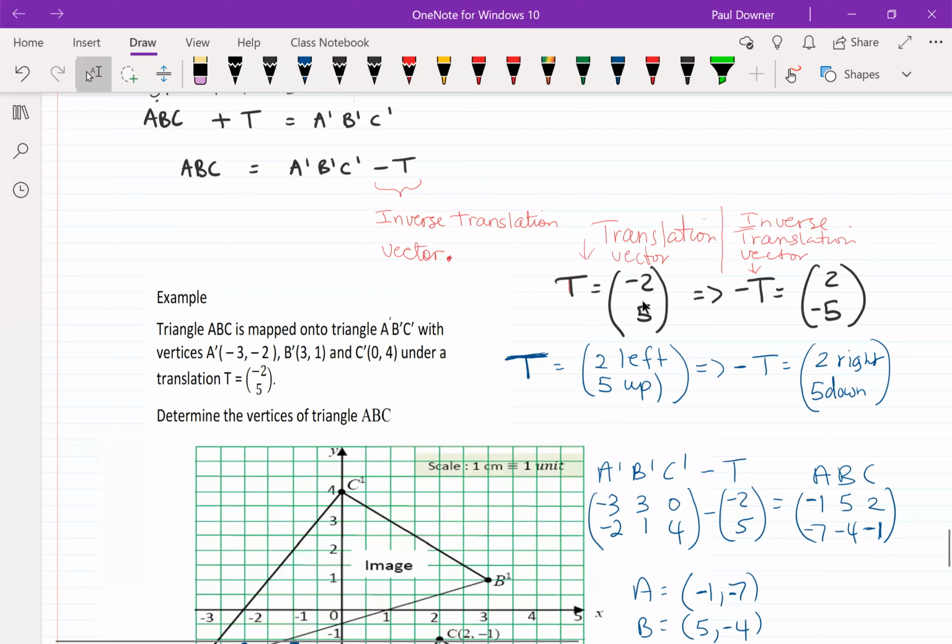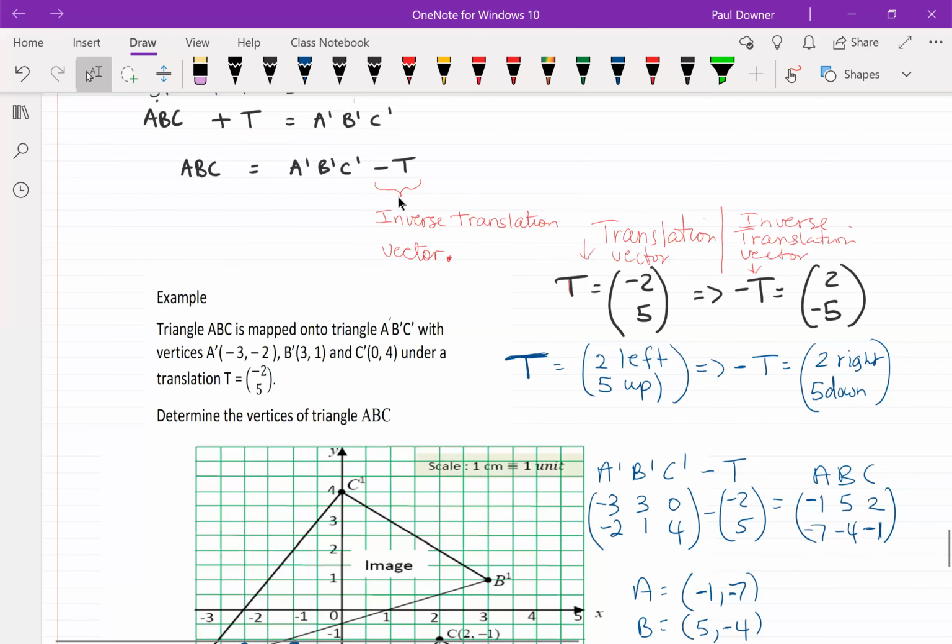Now minus t means minus on this, which will give you a plus. So minus minus 2 is plus 2. And minus on this, minus plus 5 is minus 5. So if I apply this inverse translation vector, which is 2 to the right and 5 down, it would take my image points and give me back the object points that it came from. If I apply this one on the object points, it would carry me to my image points.